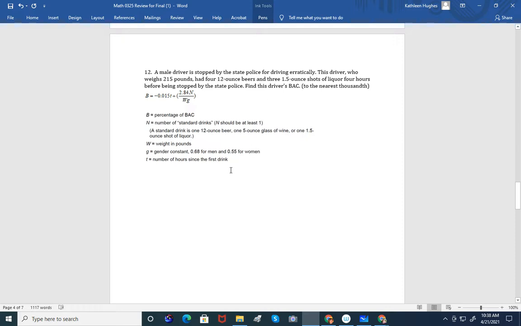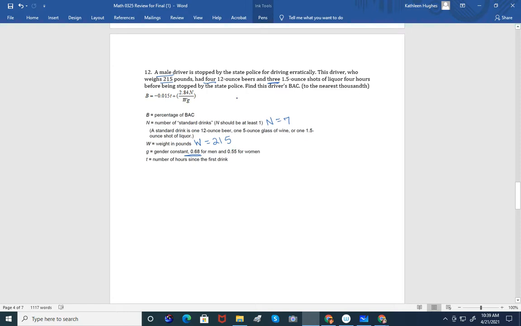So they've given us a formula. We need to fill in a lot of information. Let's start with the number of standard drinks. Well, there's 4 12-ounce beers and 3 1.5-ounce shots of liquor. That's a total of 7 standard drinks. So we know that N is going to equal 7. The weight in pounds, they tell us he weighed 215. So this will be 215 pounds. The gender constant, they said it was male, so our gender constant is 0.68.